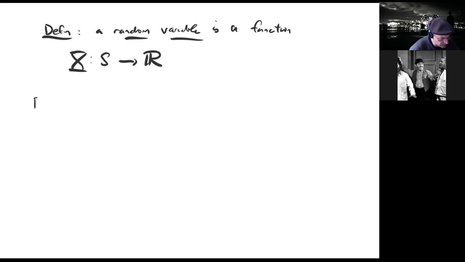In physics, it's also called an observable or a measurement. What I mean by physics here is quantum physics. I'm going to give you some examples.